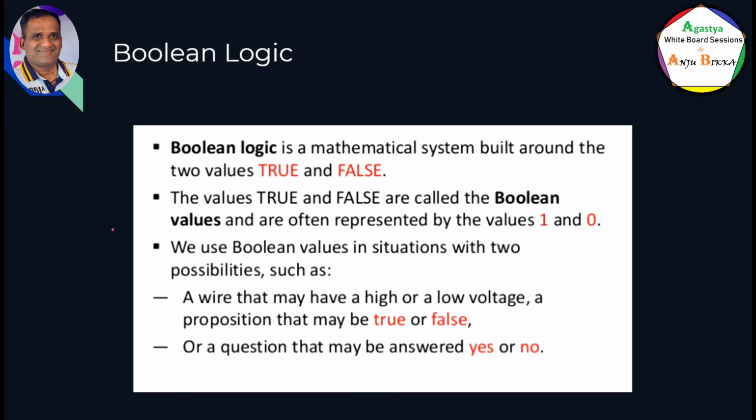Now, Boolean means it has only two values, true and false. True is denoted as 1, and false is denoted as 0. Boolean logic as a mathematical system is built around these two values, true and false. These two values are called Boolean values. We can use the true or false notation, or 1 and 0. 1 represents true, and 0 represents false.